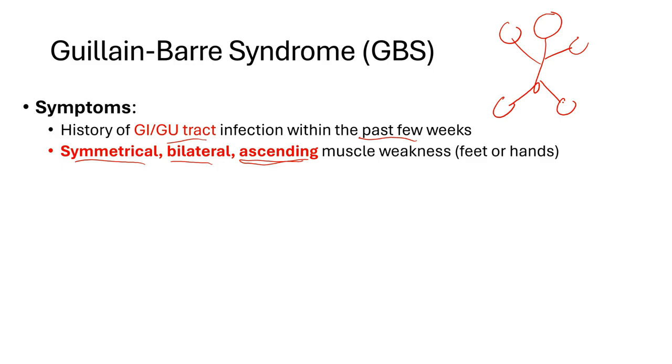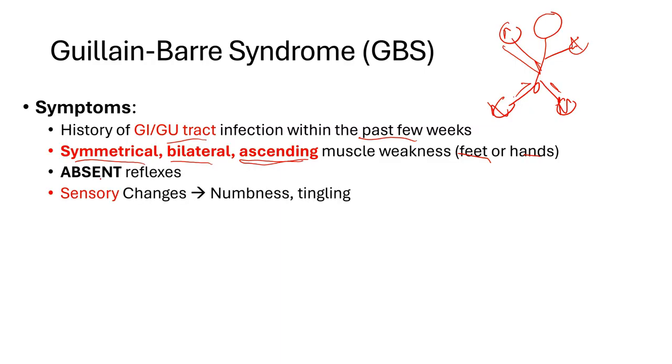Thus, in Guillain-Barré syndrome, you'll typically see the feet or the hands, or the distal aspects, will be affected first. Then it will ascend these limbs. That is very important to understand. It is not that it just affects the lower extremities. It will affect the more distal areas first and then ascend from there.